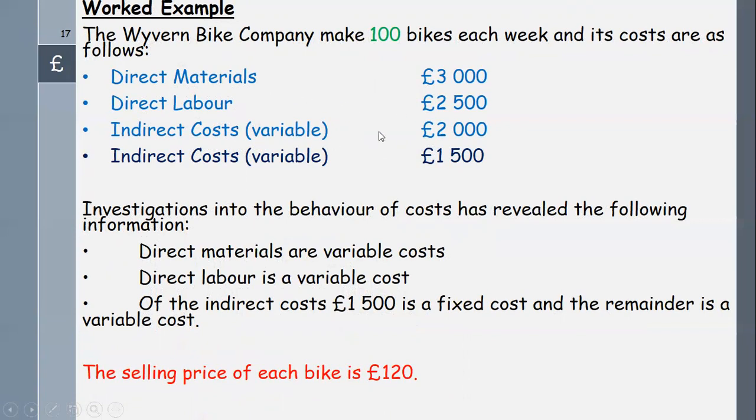I've grouped these together in one color because they're the variable costs. I've done the fixed cost, sorry, that's just fixed there, 1,500 fixed. I've done that slightly different color. I've highlighted the fact that it's 100 bikes, that's going to be important. And I've also highlighted the selling price of each bike, because again, that's going to be important.